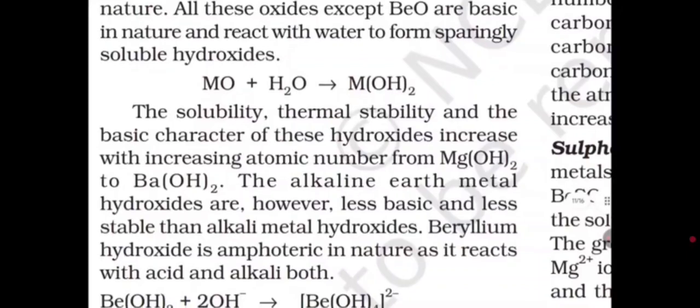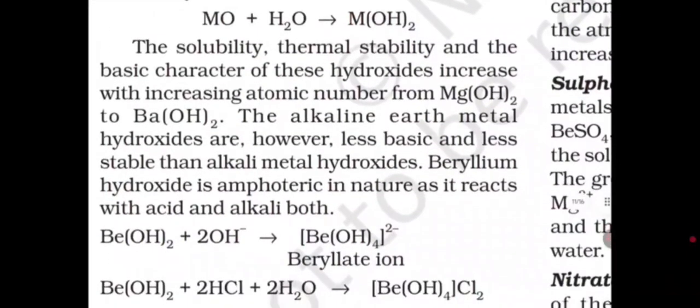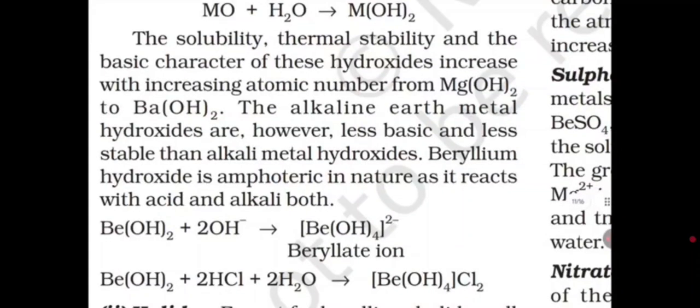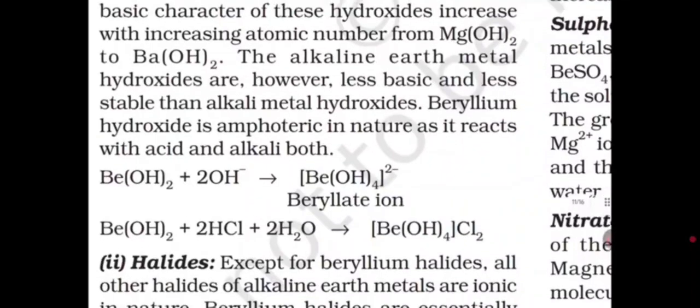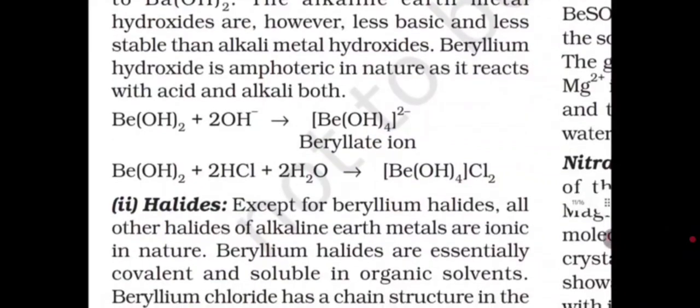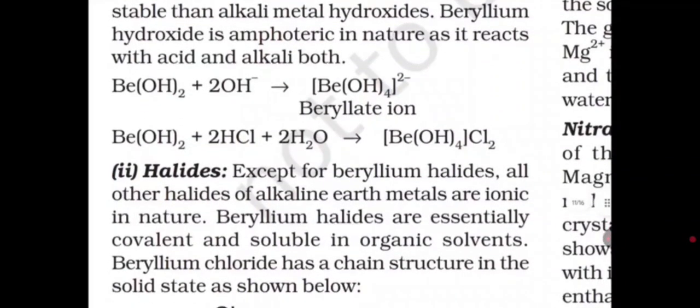All these oxides except BeO are basic in nature and react with water to form sparingly soluble hydroxides. MO plus H2O gives M(OH)2, metal hydroxide. The solubility, thermal stability and basic characteristics of these hydroxides increase with increasing atomic number from magnesium hydroxide to barium hydroxide. The alkaline earth metal hydroxides are however less basic and less stable than alkali metal hydroxides.